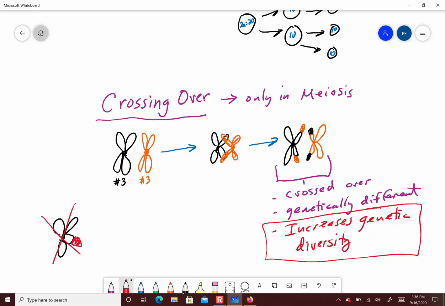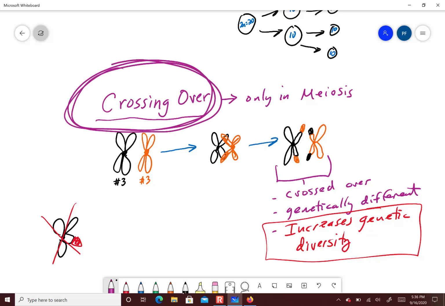This crossing over process is like shuffling a deck of cards, right? Every time you shuffle, they're in a different order. But when you shuffle a deck of cards, you don't just spontaneously have some brand new card that you just made in the middle of your deck, right? You have the same 52 cards. They're just in a different order. So that's what crossing over does. It only happens in meiosis. It's never going to happen in mitosis.